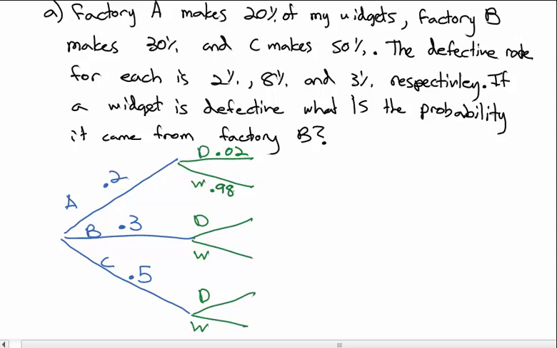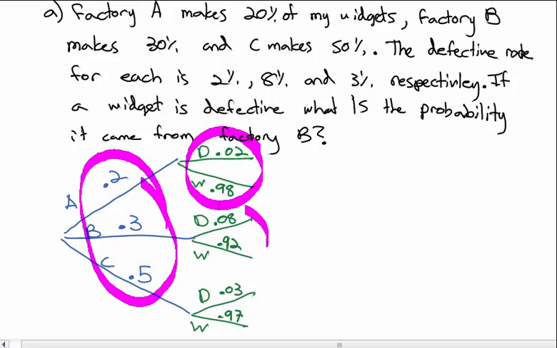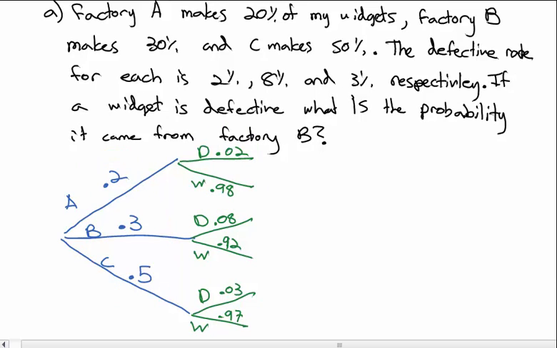From B, the probability we're defective is 0.08. So subtracting from 1, 0.92 is the probability it works. From C, their defective rate is 0.03. Subtracting from 1, 0.97 is the probability that it works. I want you to notice that each branch along the way, as we use Bayes' theorem, will add to 1. That's important. Now, in order to calculate the probability of any result, we multiply down the line.